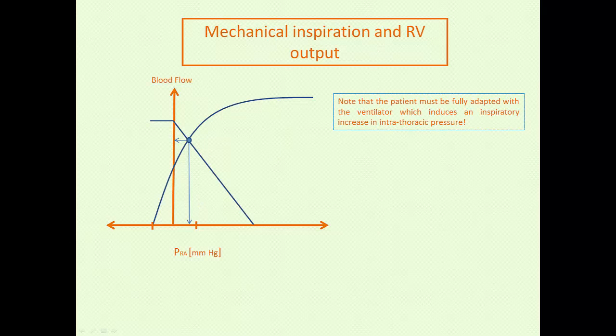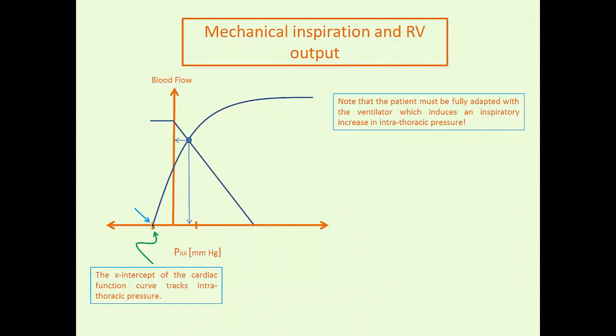So again, this applies to patients who are fully adapted with the ventilator, which induces an inspiratory increase in intrathoracic pressure. If the patient's also generating inspiratory negative intrathoracic pressure, then it's going to severely confound this physiology. So in the patient who's heavily sedated and potentially paralyzed, the x-intercept of the cardiac function curve represents your intrathoracic pressure. So this is your intrathoracic pressure.